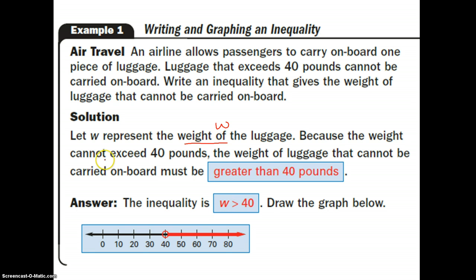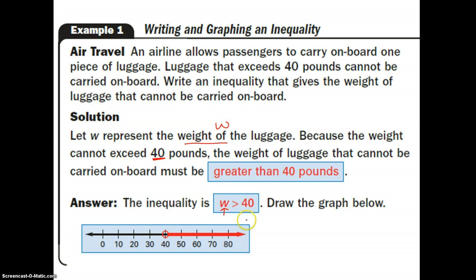And actually, you can't go past 40. This is the weight of the luggage that cannot be carried on board. If it is greater than 40, then you can't take it.